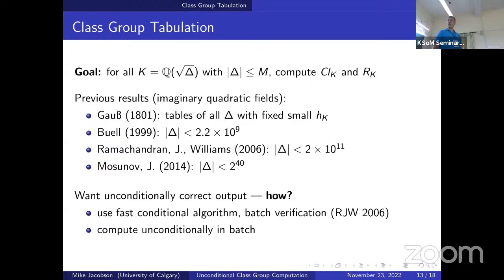we've done recently. So if you want to do this unconditionally, what can you do? Well, you can either use one of these faster conditional algorithms, compute your table, and then try to find some way to go afterwards and check that everything is correct, like I've been talking about. The other approach, and what Anton and I did, is you could try to use some way to just generate all of your class numbers in one shot unconditionally.